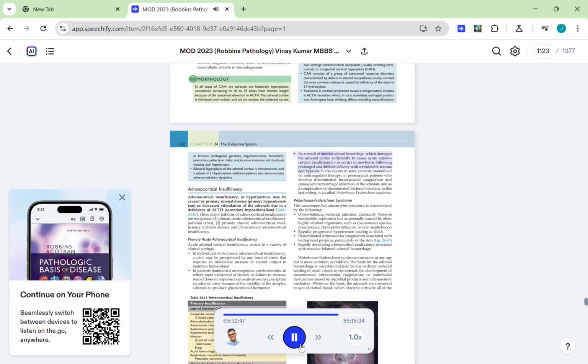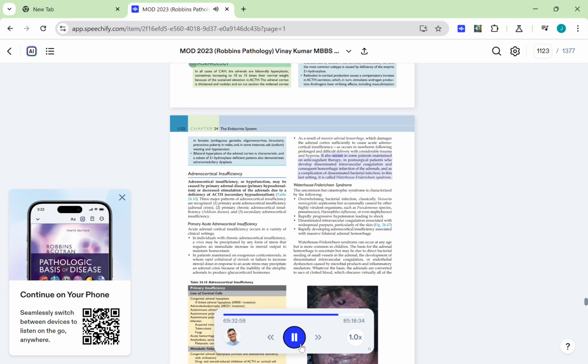As a result of massive adrenal hemorrhage, which damages the adrenal cortex sufficiently to cause acute adrenocortical insufficiency, as occurs in newborns following prolonged and difficult delivery with considerable trauma and hypoxia. It also occurs in some patients maintained on anticoagulant therapy, in post-surgical patients who develop disseminated intravascular coagulation and consequent hemorrhagic infarction of the adrenals, and as a complication of disseminated bacterial infection. In this last setting, it is called Waterhouse-Friderichsen syndrome.